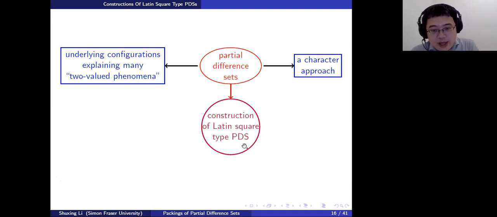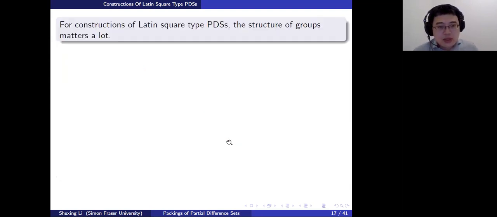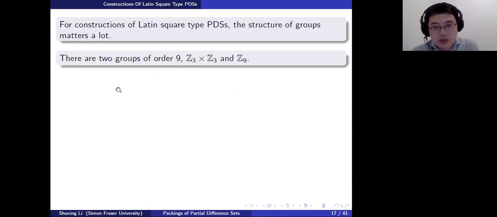And now let's move on to the main theme, the construction of Latin square type PDS. So the first thing to mention is that for the construction of Latin square PDS, the structure of groups matters a lot. For example, we know that there are two groups of order 9, 3 by 3 or cyclic 9.